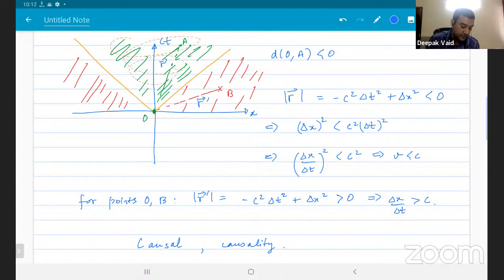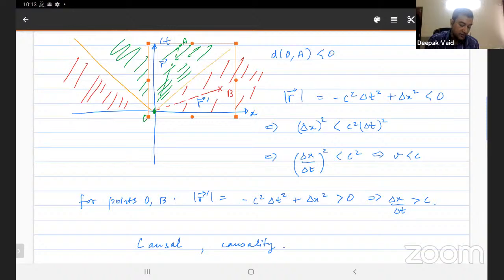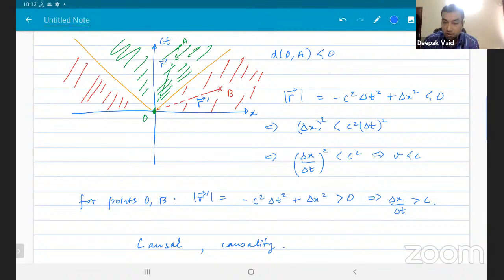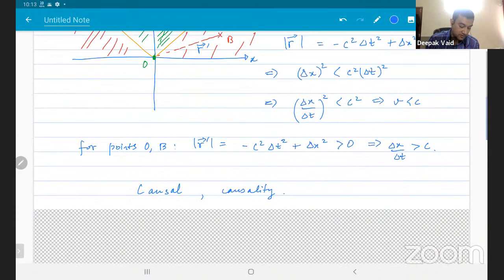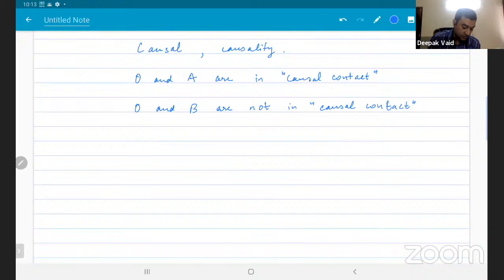Similarly, all of the points within this region are causally connected to O, because a signal can travel from O to any point here. What about the boundary? Well, those points are also causally connected to O, right? Because a light signal can travel from O to any point over here. If I have a point here, a signal moving at the speed of light can always travel from O.